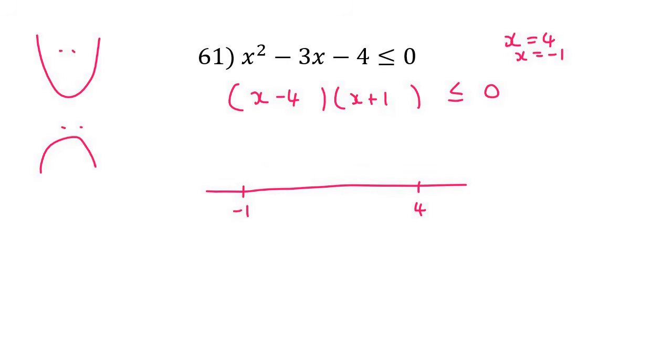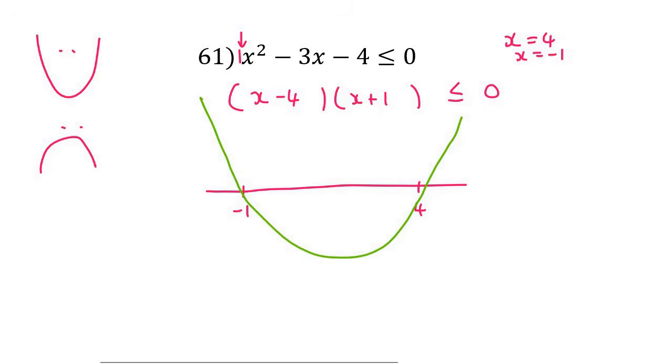Now, the way to know is to look at the number in front of the x squared. If it's positive, then it's happy, so it's smiling. Positive, happy, smiling. If it's negative, then it's sad or upside down. So negative, sad, positive, happy. So we have a happy graph here. So we draw a happy graph.